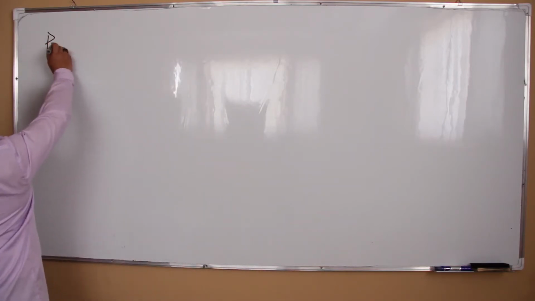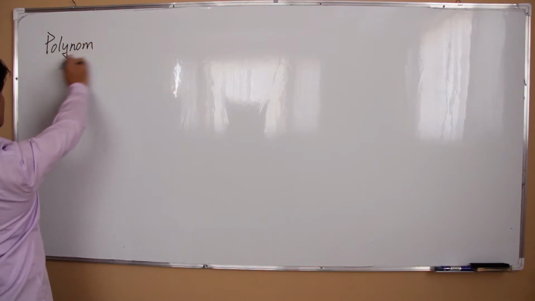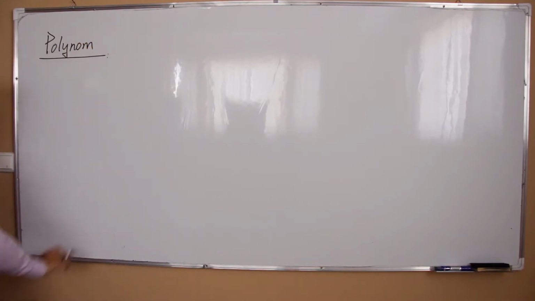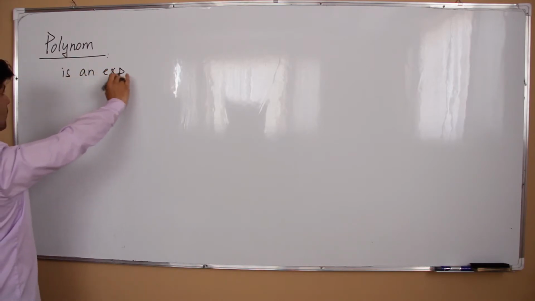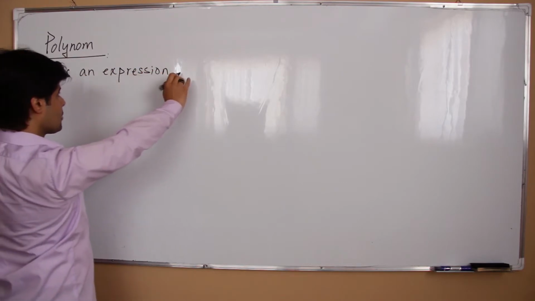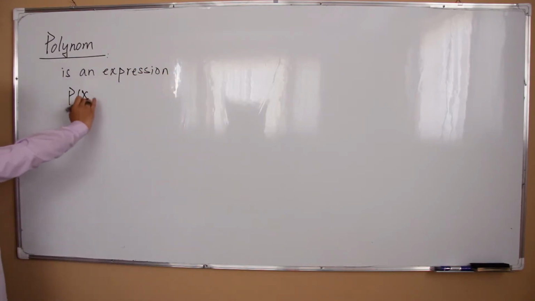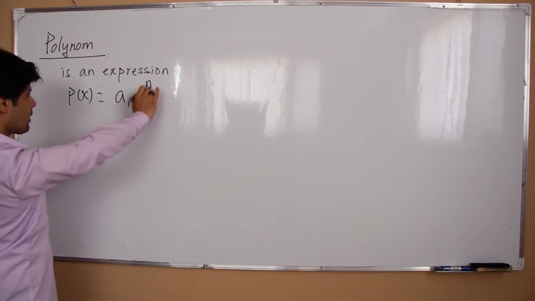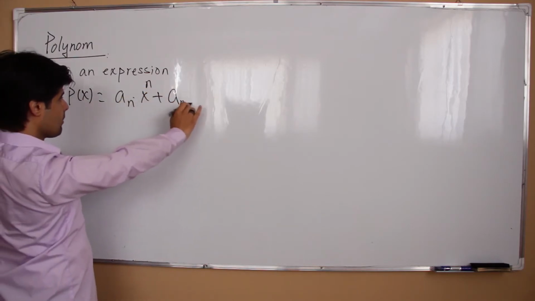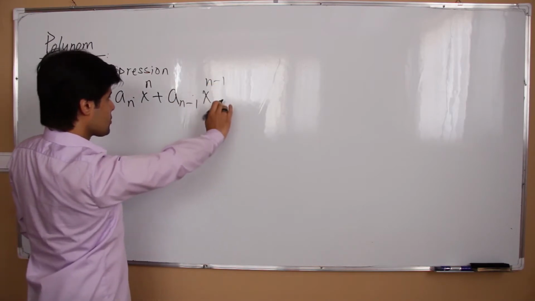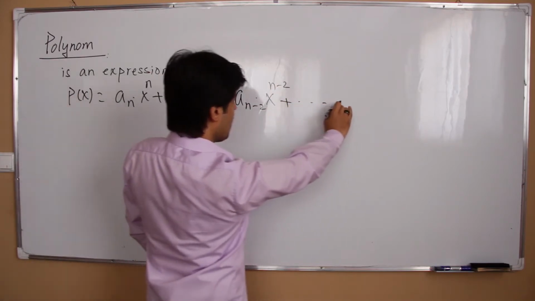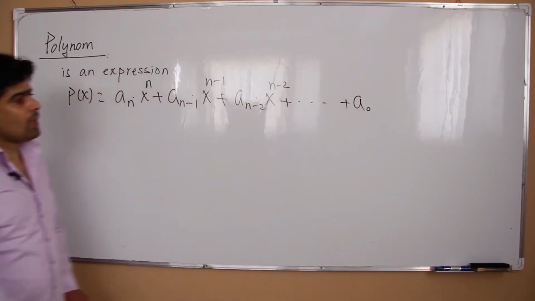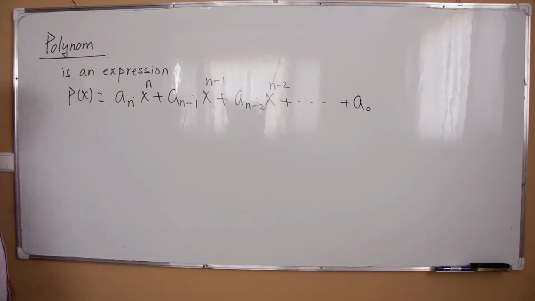Whenever you're talking about polynomial, what is polynomial? Polynomial is an expression which should be like p(x) = a_n x to the power n plus a_(n-1) x to the power n minus 1, plus a_(n-2) x to the power n minus 2, up to a_0. An expression which you can define like this one is called a polynomial.